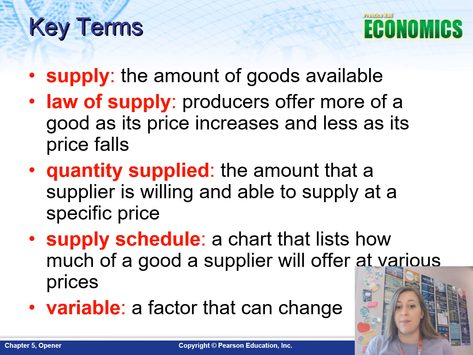Quantity supplied is the amount that a supplier is willing and able to supply at a given price. So if the price is $5 per slice of pizza, Spicy Pie is willing to supply 100 slices of pizza, right? A supply schedule then, just like a demand schedule, is that chart that lists out how much of a good a supplier would offer at the various price points. And then variable, kind of thinking about science or math, same sort of idea when it comes to supply and demand. A variable is a factor that can change.